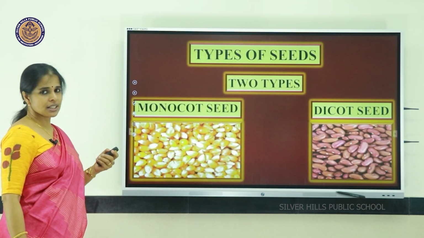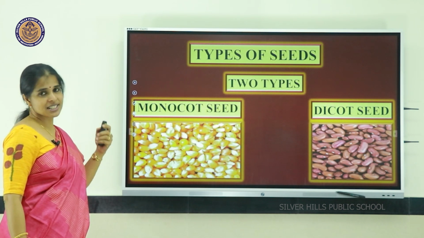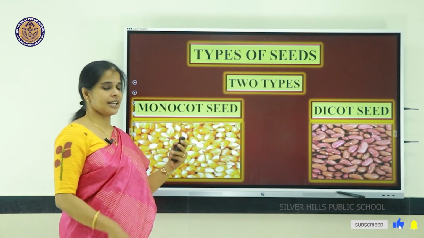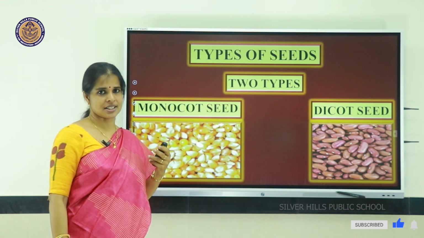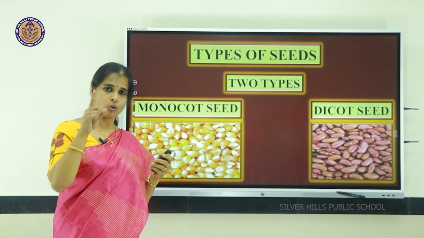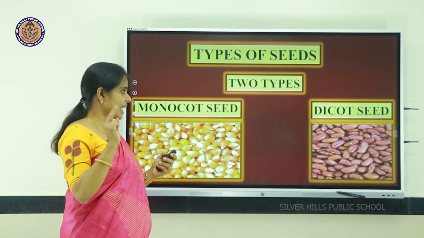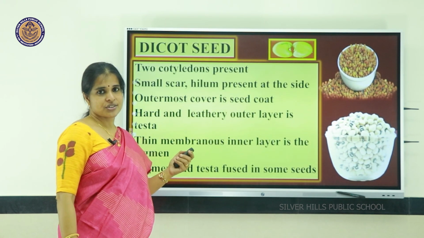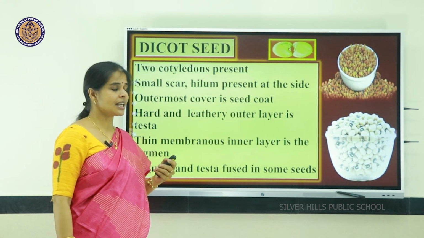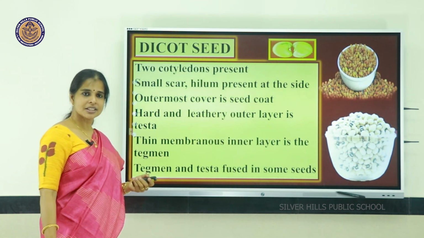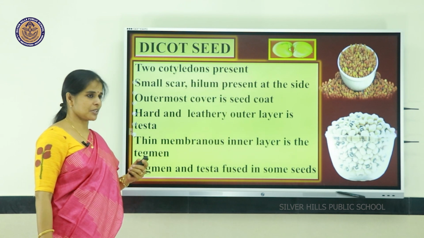So, based on the number of cotyledons, the seeds can be divided into two types. They are monocotyledons as well as dicotyledons. The difference between these two is that monocotyledons have only one cotyledon and dicotyledonous seeds have two cotyledons. Let us learn about dicot seed as well as monocot seed. Dicot, from the term itself, two cotyledons are present.